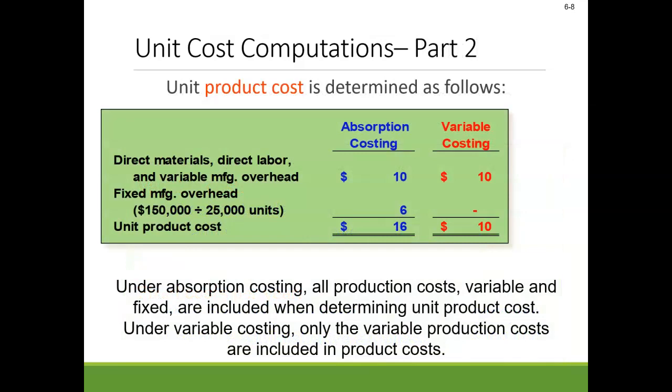So unit product costs are determined in absorption costing. All the direct materials, direct labor, and factory overhead all get included in the unit cost. But in variable costing, only the variable production costs get included in the product cost. So you see in this example, the fixed manufacturing overhead is part of period cost. That is not going to be included in our product cost.